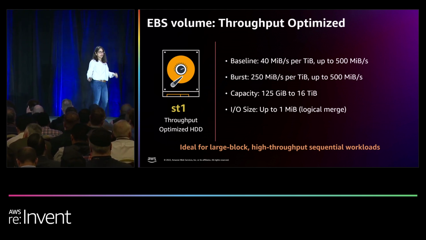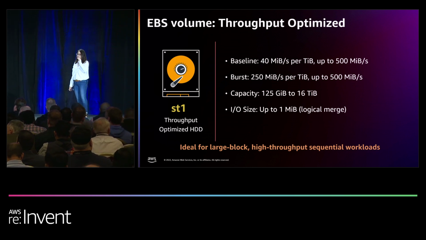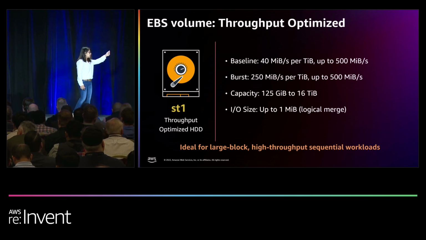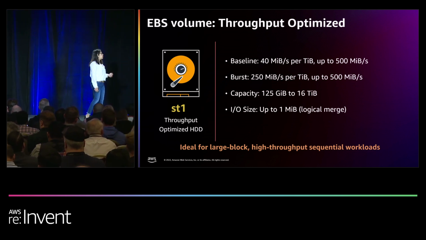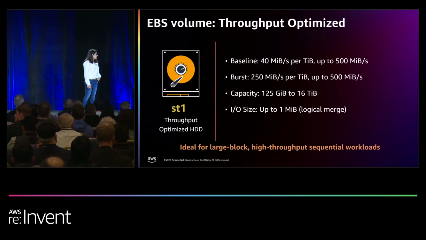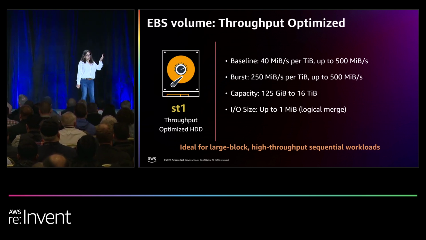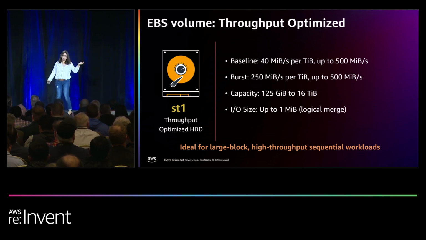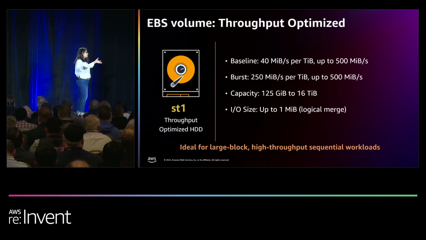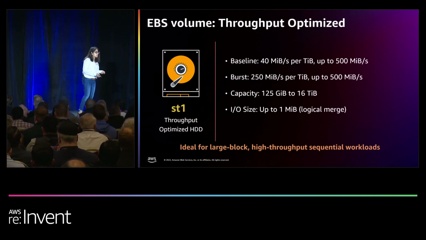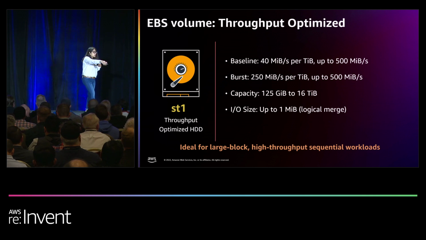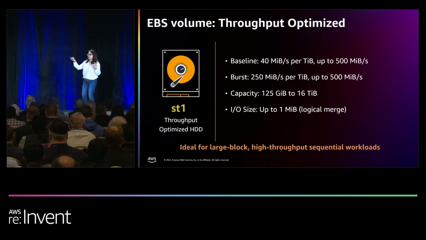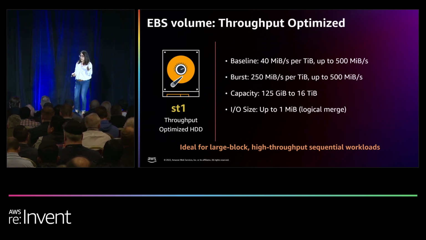Capacity can range from 125 gigabytes up to 16 terabytes. And IO size, I talked about logical merge, that happens for about 1 megabyte. I would suggest not using this for your boot volumes. It's not really good for your boot volumes, but you can use it for your very large block storage requirements where throughput is very important. You can use it for your sequential workloads like say logging or any monitoring that you might want to store.